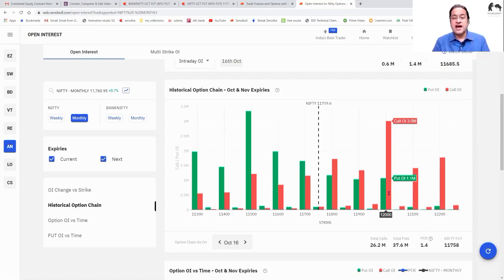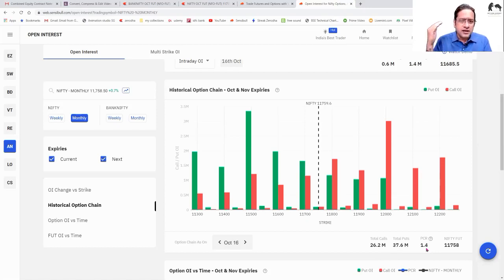These are the major levels as of now. And as you can see, how many calls in total? Currently about 26.2 million. At the same time, the puts are about 37 million. The ratio is 1.4. This, in a way, indicates that the trend is bullish.